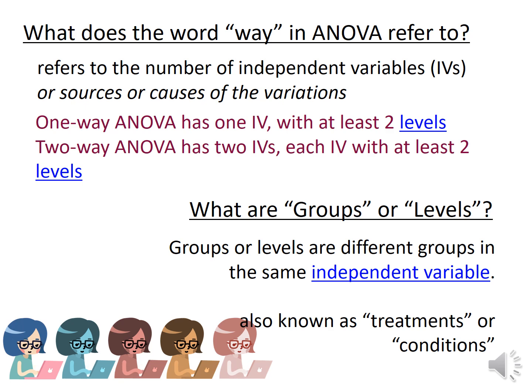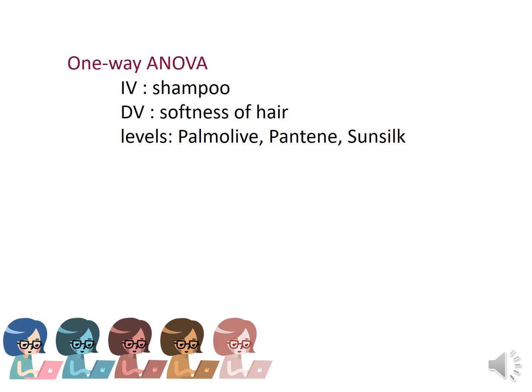So for example, for one-way ANOVA, we have one independent variable, which is shampoo, with a dependent variable of softness of hair. For this specific scenario, we would want to see if different types of shampoo can cause different softness of hair, or what its effect is on the softness of hair of the respondent. The levels of shampoo would be the brands of shampoo, like Palmolive, Pantene, Sunsilk.